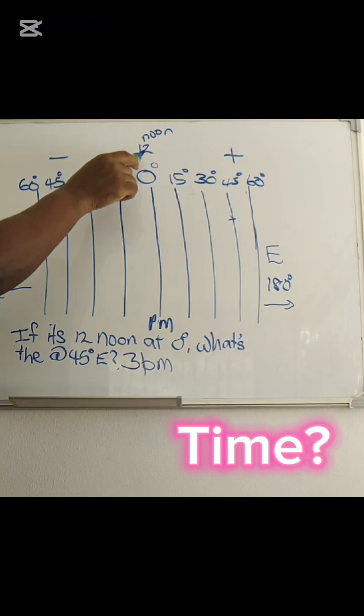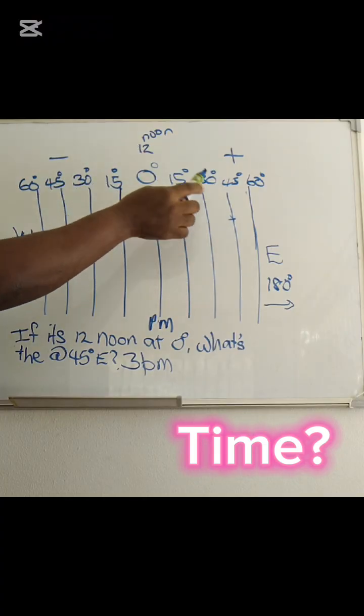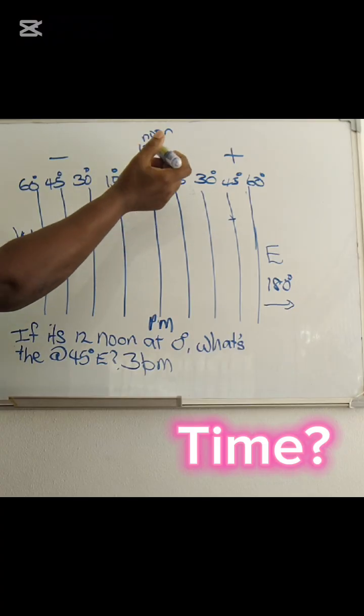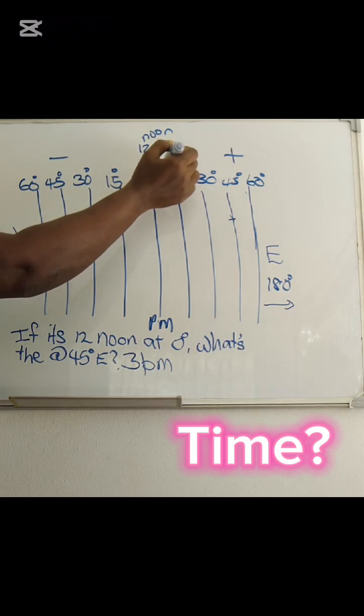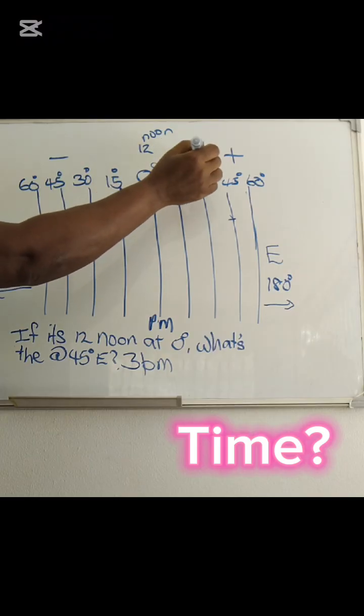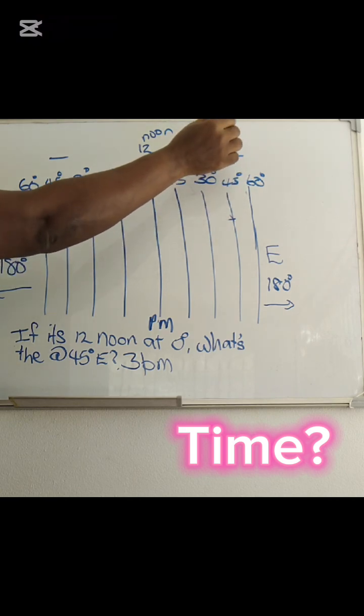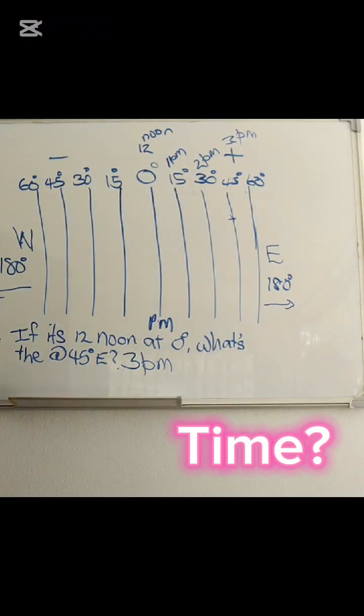And we can do it another way, which is actually easier, right? So we say 12 noon here. What time would it be here? 12 noon here. We're adding. So it would be 1 p.m. here. And here it would be 2 p.m. And at 45, it would be 3 p.m. There you go. So there are actually two ways of doing the same thing. Right. So let's look at another example.